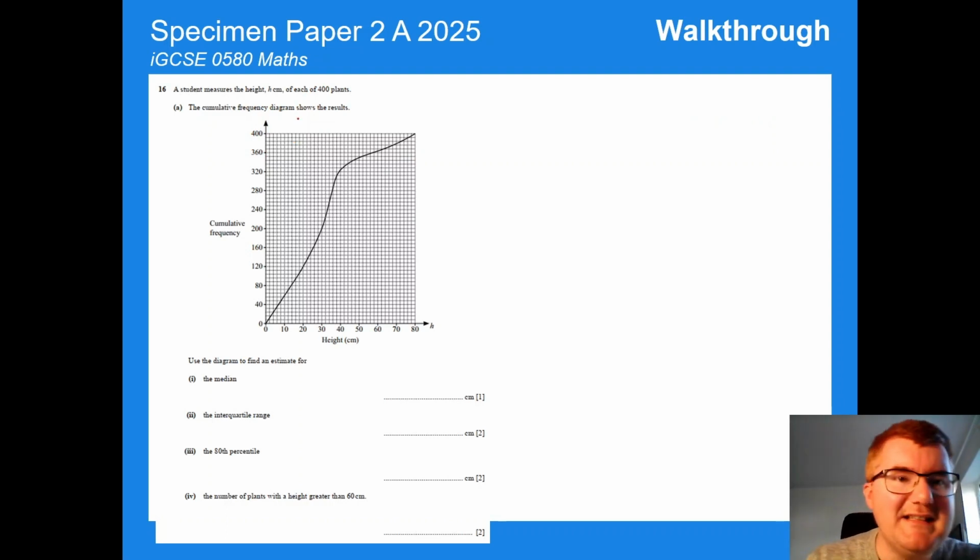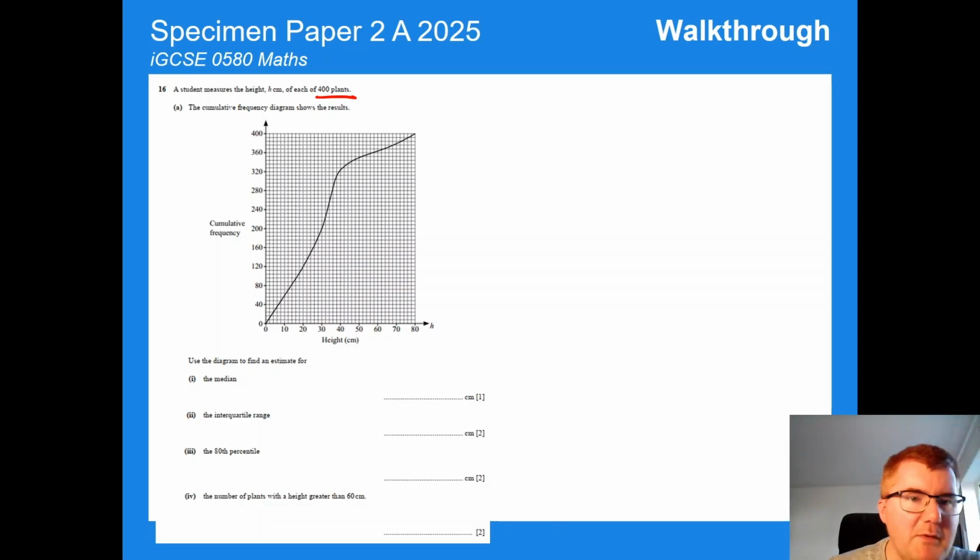On to question 16 here. A student measures the height of each of 400 plants. That's useful. And we've got a cumulative frequency diagram to show the results. So even though it's a non-calculator paper, this is the kind of stats question they could ask you where you don't have to really use your calculator. And we want to use the diagram to find an estimate for the median.